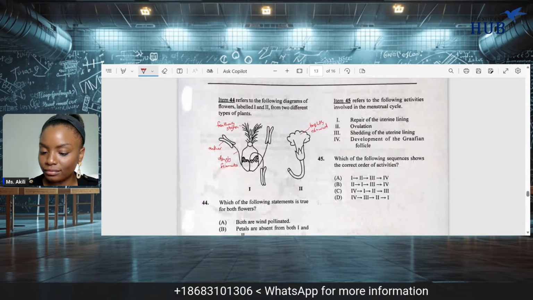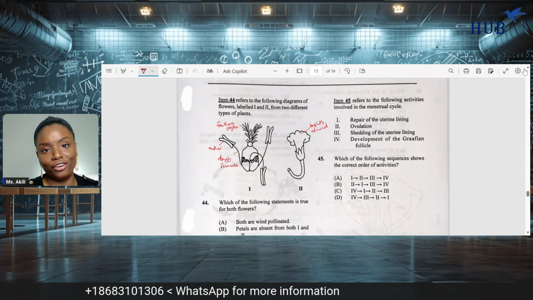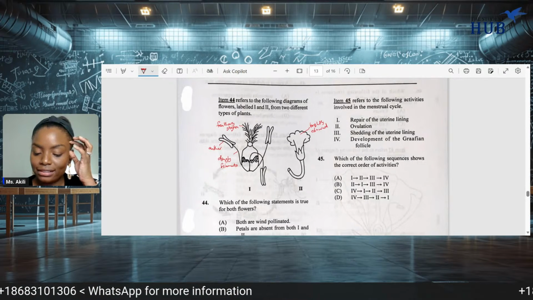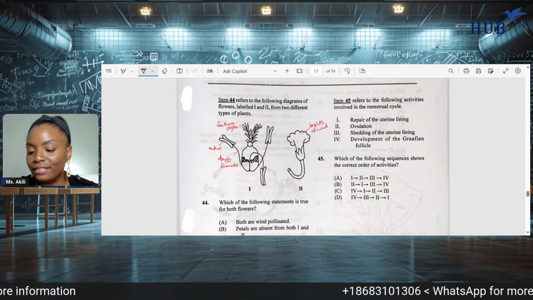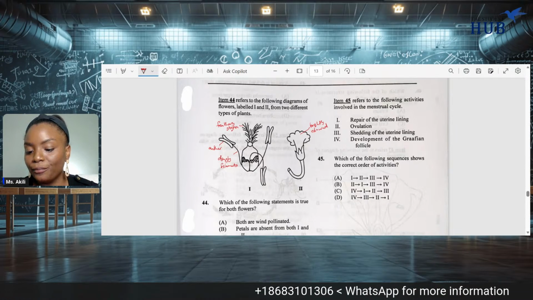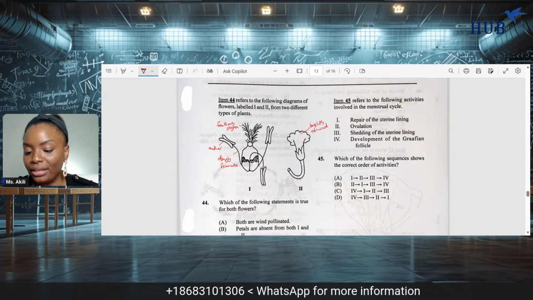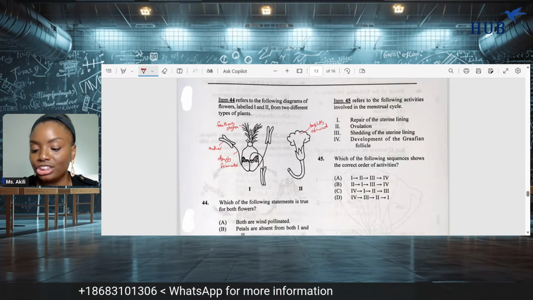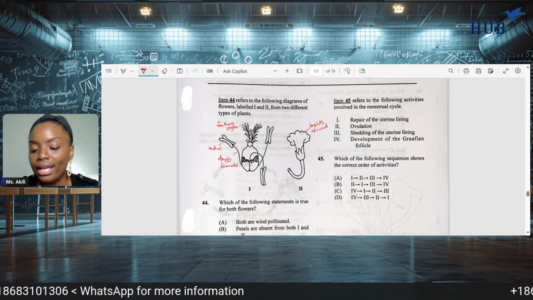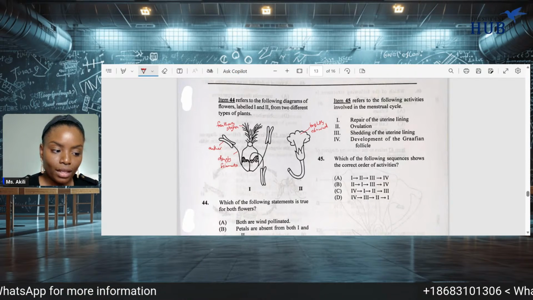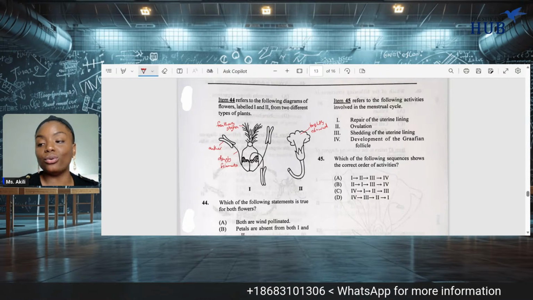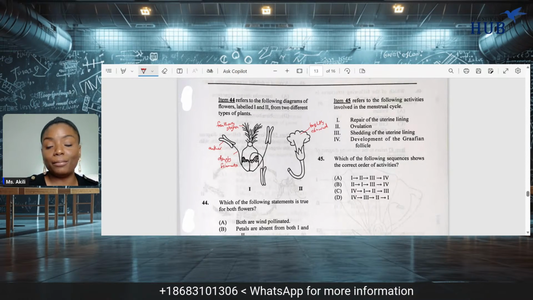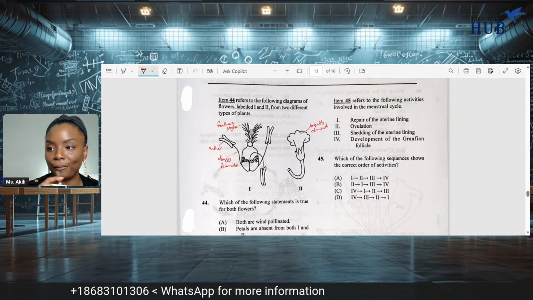Item 45, this one comes with knowledge of the female reproductive system and the menstrual cycle. Item 45 refers to the following activities involved in the menstrual cycle. We have 1, the repair of the uterine lining, 2, ovulation, 3, shedding of the uterine lining, and 4, development of the Graafian follicle. Which of the following sequences shows the correct order of activities? This paper, they really focus on processes.